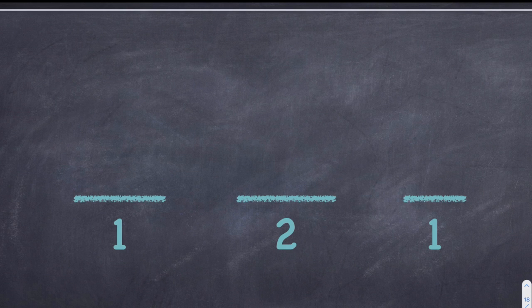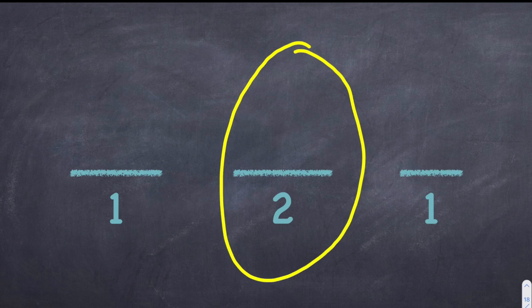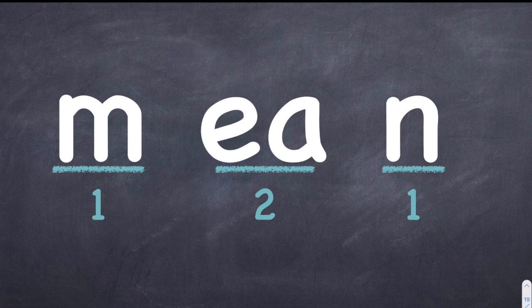Next word, mean. M-E-A-N. Right in our middle is our two vowels go walking. Right? And again, it is not a double letter sound. So what is the other spelling of E that is not doubled? Okay. So this is what you spelled for mean. Excellent job.